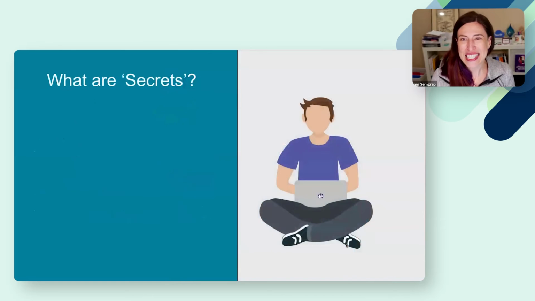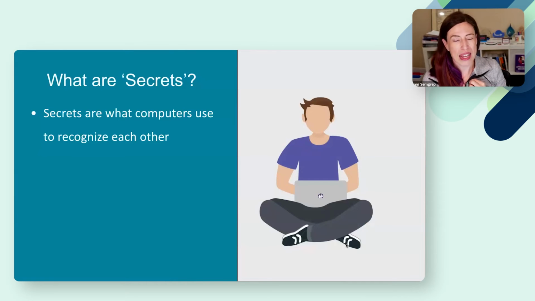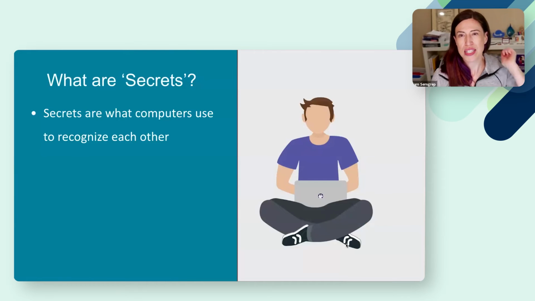Okay, so what is a secret? A secret is what computers use so they can recognize each other. So they're like, hey, I'm this app. And it's like, I'm that API. Should I talk to you? Yes, here's my identification. You can talk to me. Please give me that data I asked for.